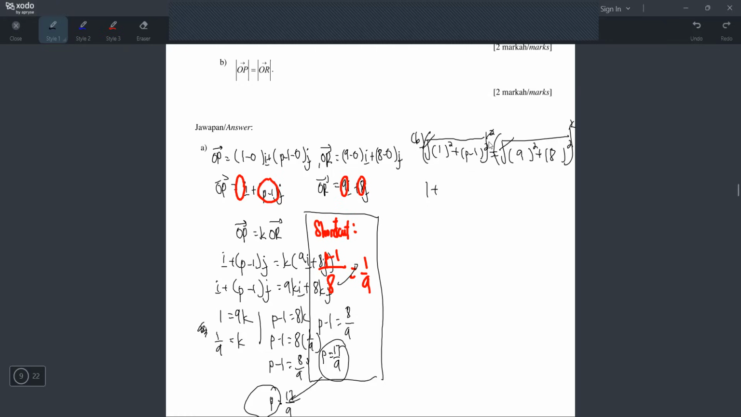Actually, it's up to you. You want to expand also can. You don't want to expand also can. But I will not expand it. But actually, if you expand it, you will get the same answer also. But I don't want to expand it. Later, I'll tell you why.